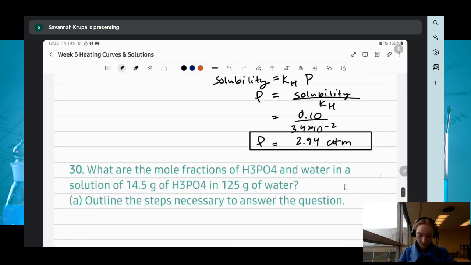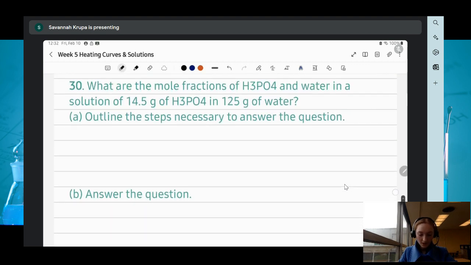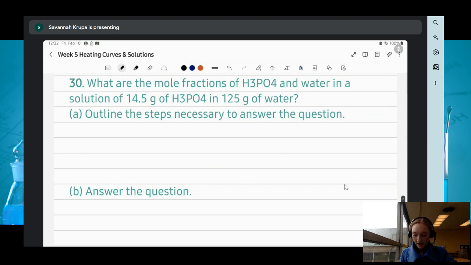Okay, so let's move on to 30. So 30 says, what are the mole fractions of H3PO4 and water in a solution of 14.5 grams of H3PO4 and 125 grams of water? So we first need to figure out the steps that we're going to write out for this problem. And to find the mole fractions, we need to find the moles of basically everything. So we have water and H3PO4.